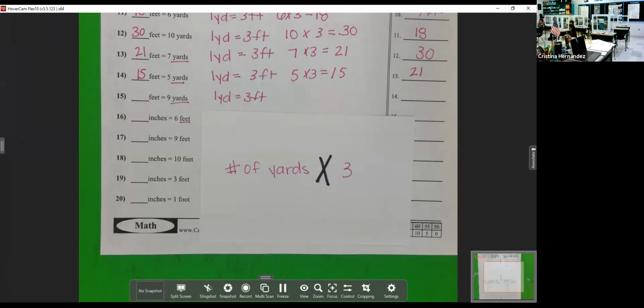So, anyways, how many yards are we converting to feet on number 15? 9. So 9. What are we going to do here? We're going to put 9 here. And what do we get? 27. You see how we got 27? But remember here, we're going back to inches. From feet to inches on those. So that's why I wanted to stop there.